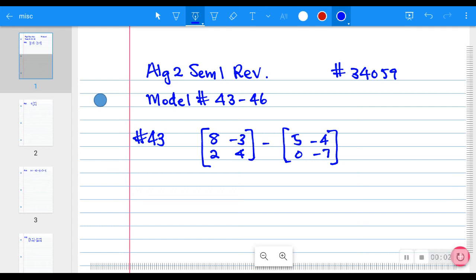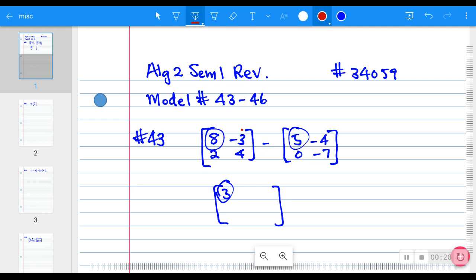Okay, we're going to look at problems 43 through 46 on the semester 1 review on this video. And on this first one, number 43, we're going to be subtracting. So let's start with the top left corner. Subtraction and addition are just done corner by corner by corner. So 8 minus 5 would be 3 in the top left corner.